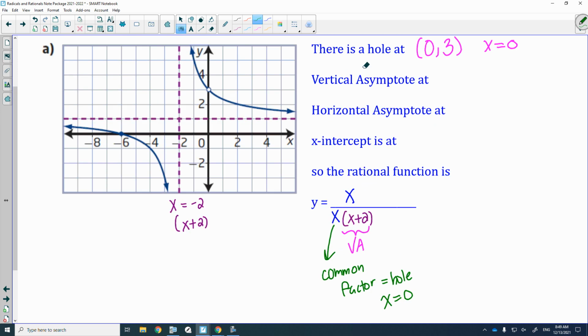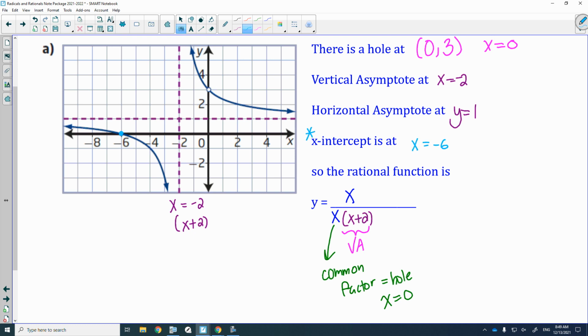Okay, vertical asymptote we already have. We had that was x is equal to -2. The horizontal asymptote, there's one at y is equal to 1. There's an x-intercept at, right, here's your x-intercept. So x is equal to -6.